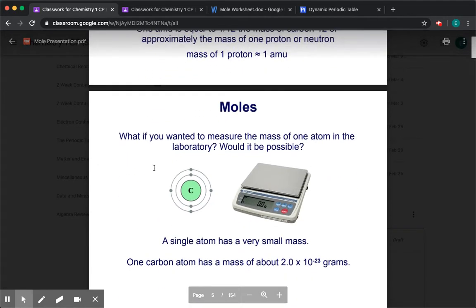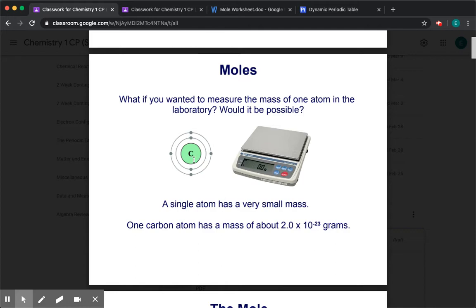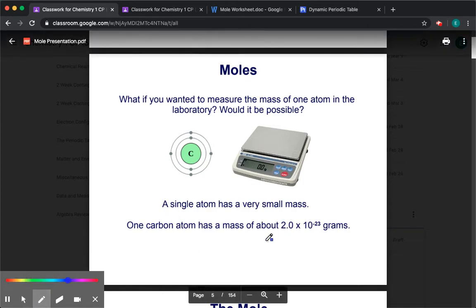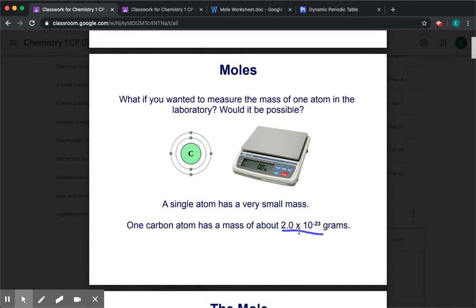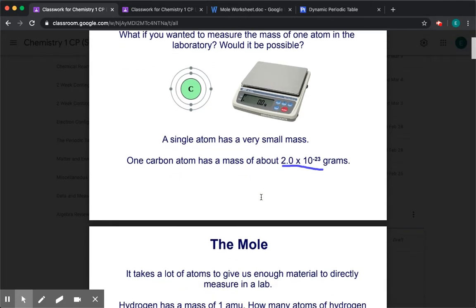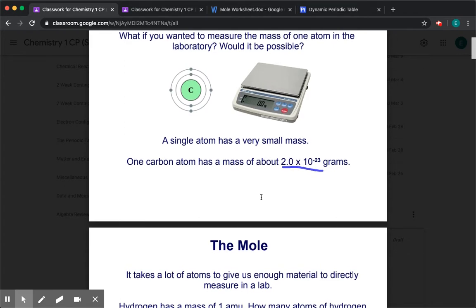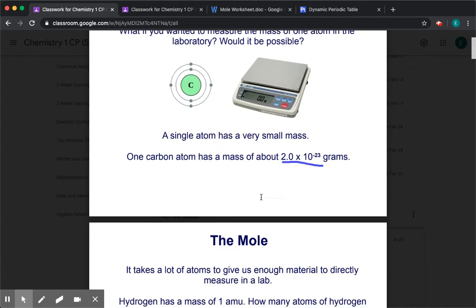If you wanted to convert that to grams, one single carbon atom, which has 12 AMU, would be about 2 times 10 to the negative 23 grams. Okay, so one single carbon atom weighs very, very little, or the mass is very, very small, and that makes sense. It's one single atom. So, at what point or how many atoms of something do we need before it starts to become tangible? Okay, this is where Avogadro's number comes in.